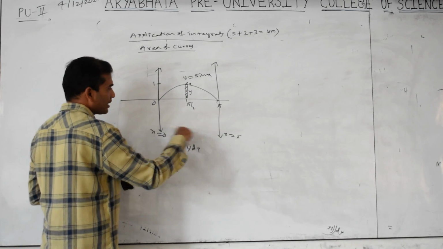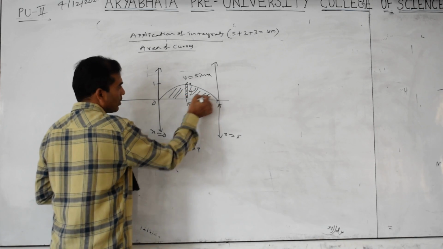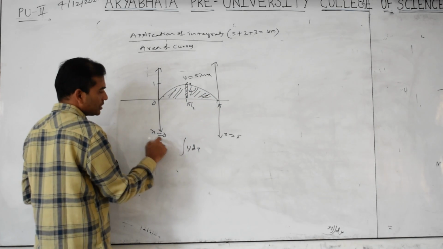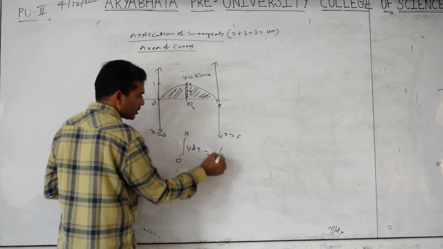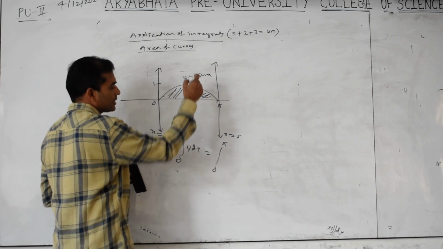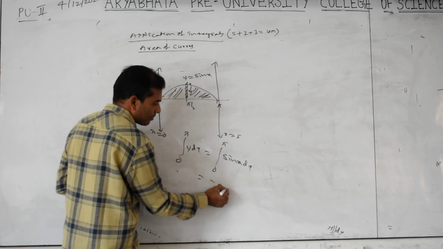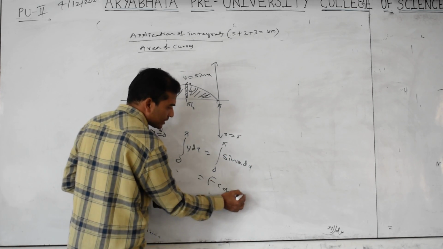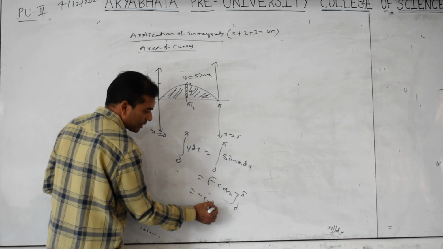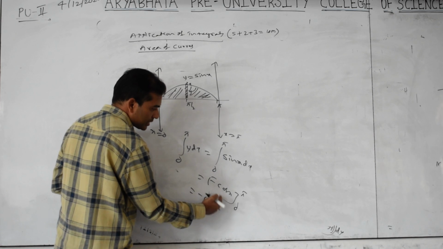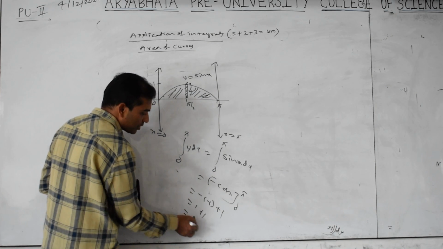Integration. Now I am going to find the boundary. I want the whole area, what I shaded. It is bounded by 0 to pi, x limits only. So integration from 0 to pi, y means sin x, sin x dx. Integration of sin x is minus cos x, limits 0 to pi. So minus cos pi minus, minus cos 0, that is 1 minus minus 1. So 1 plus 1 is equal to 2.